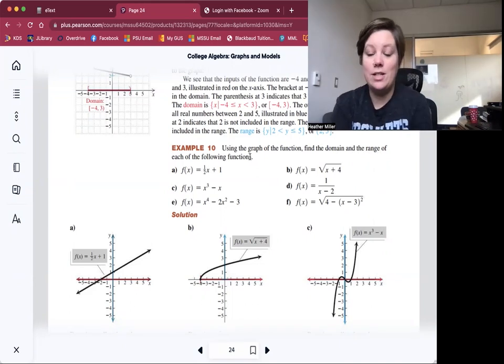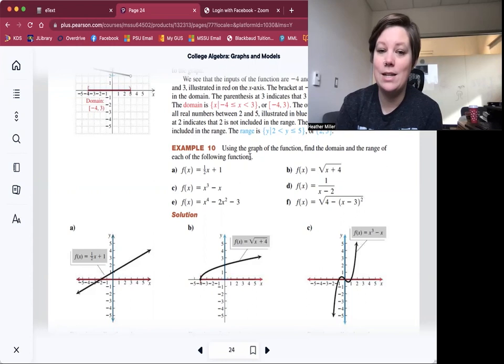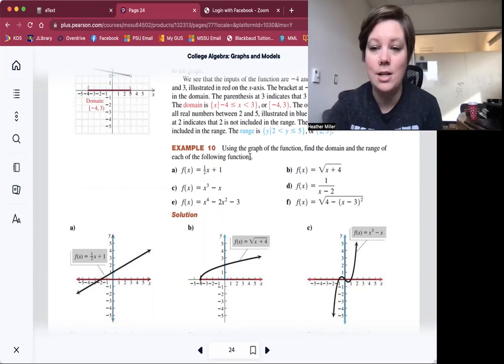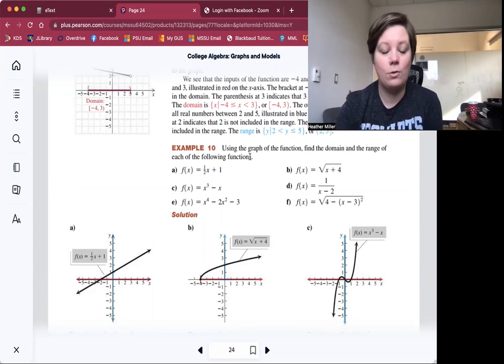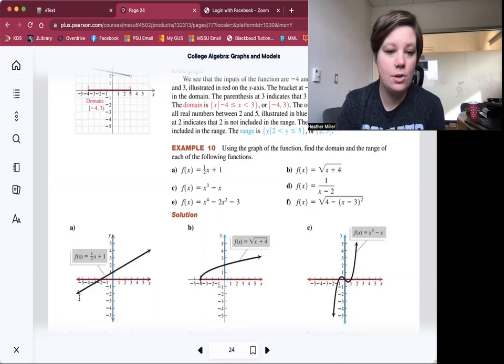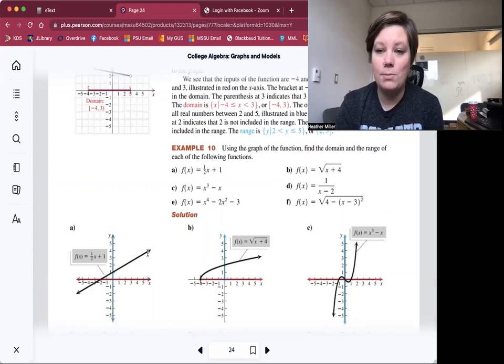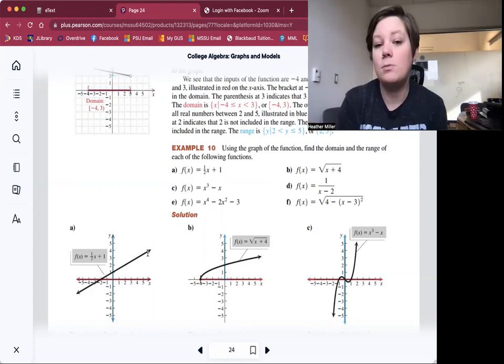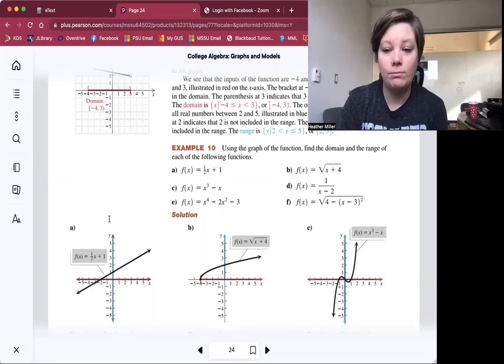So this time you have to give both the domain and the range. And because this is an example that is worked out in your textbook, it actually gives you the examples. So I'm just going to talk through it and show you how this works. So for A, we have f of x equals 1/2 x plus 1. So we have this line. They graph the line for you. So the question then becomes, does it pass the vertical line test? And it does, because it says this is our function.